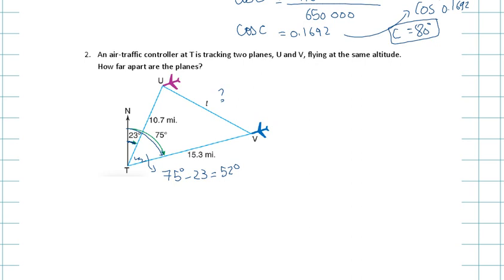So the bearing of U is 23 degrees. Okay, the bearing of V is 75 degrees. It's always measured from the north. Okay, if you want to know how wide is the difference in angle between U and V, you have to do the subtraction. Okay? So in order to find what this angle is, you have to do the whole thing, which is 75, and take away the 23 from it. You guys okay with this? Are we okay with this?